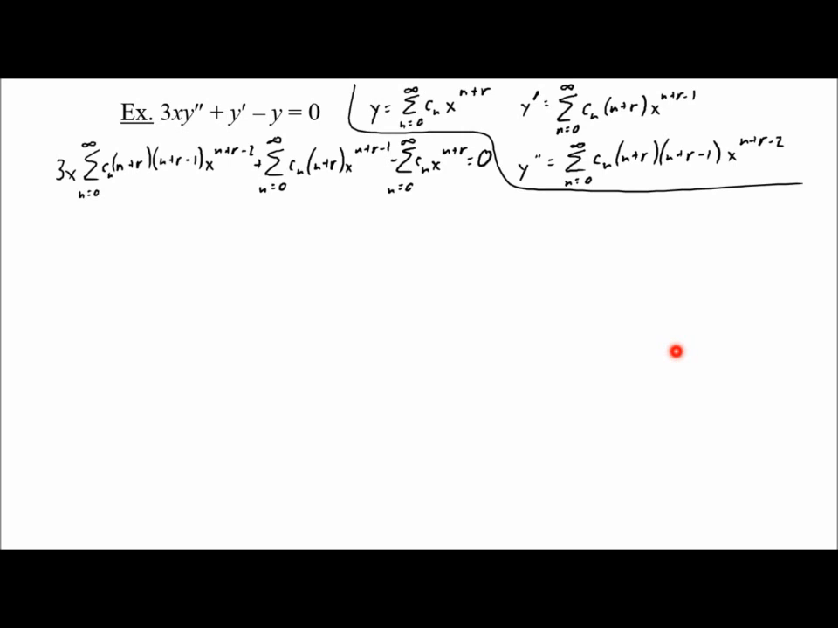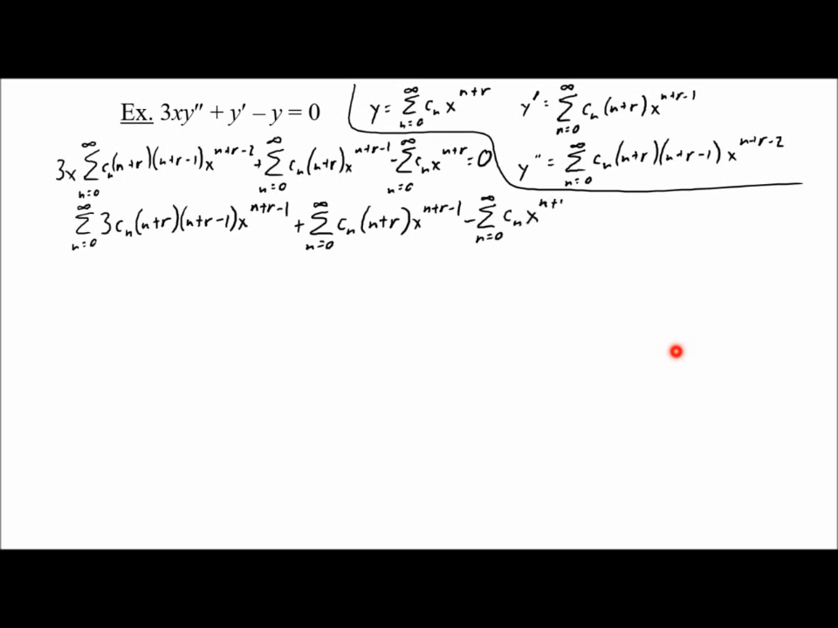Let's bring in the 3x. So we get the sum n equals 0 to infinity of, I'll leave the 3 in front, so 3Cn times n plus r, n plus r minus 1. Now it's going to be x to the n plus r minus 1 power, plus the sum n equals 0 to infinity, Cn times n plus r, x to the n plus r minus 1, minus the sum n equals 0 to infinity, Cn x to the n plus r equals 0.